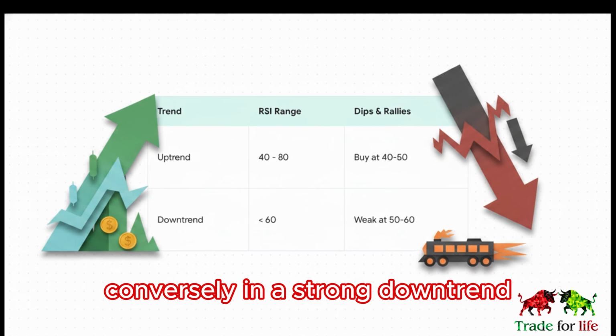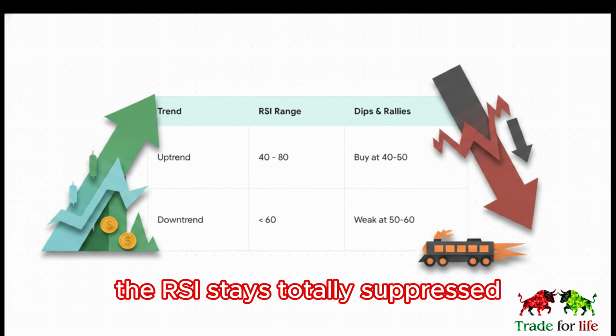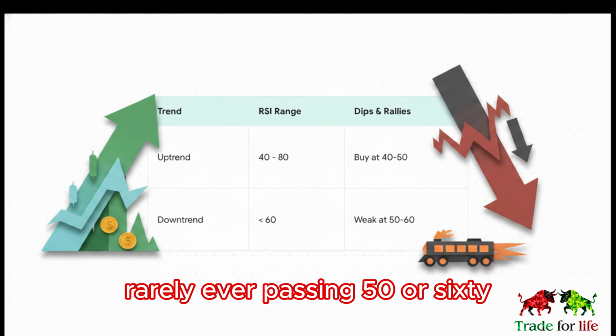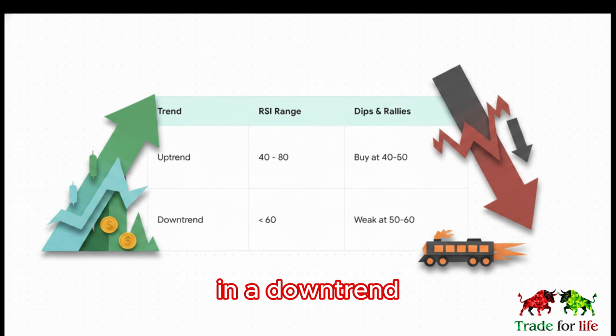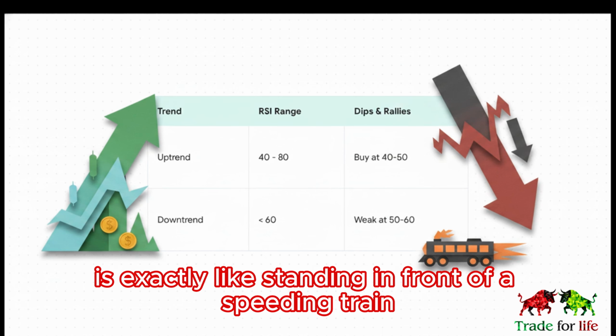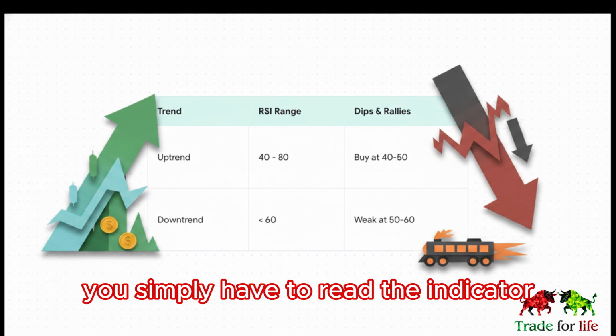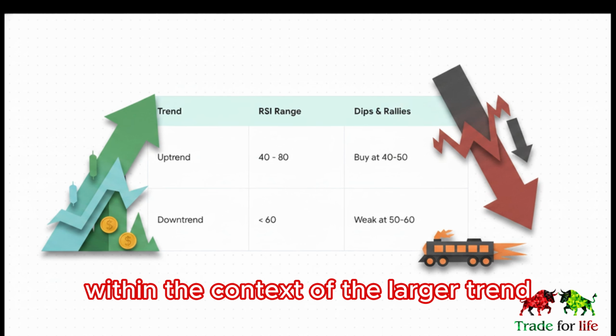Conversely, in a strong downtrend, the RSI stays totally suppressed, rarely ever passing 50 or 60. Trying to buy when the RSI consistently fails to break above 60 in a downtrend is exactly like standing in front of a speeding train. You simply have to read the indicator within the context of the larger trend.